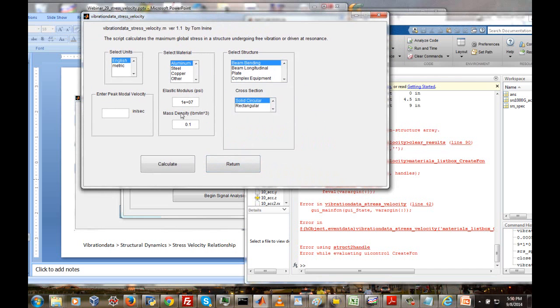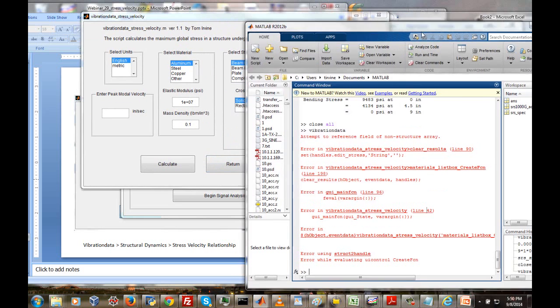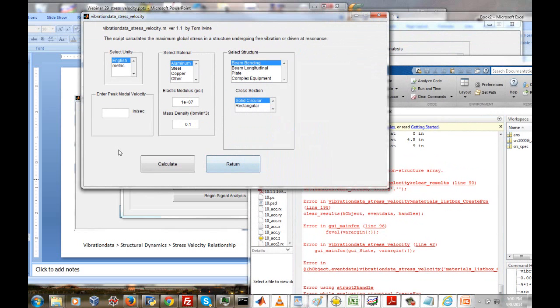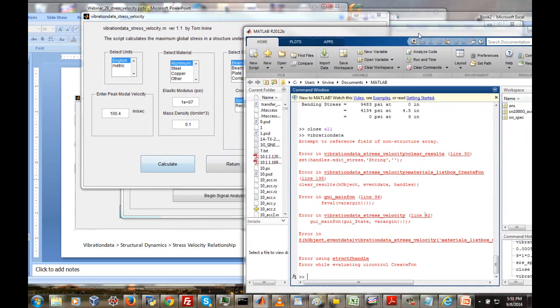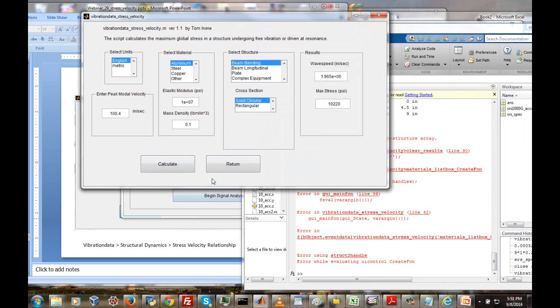I may end up doing some in-class debugging here. But let's put in our 100.4 inches. This was our peak modal velocity for one mode from our modal transient analysis. Okay, never mind the little error glitch that happened. It was operator error, which is fumbling around. The software is actually good to go.